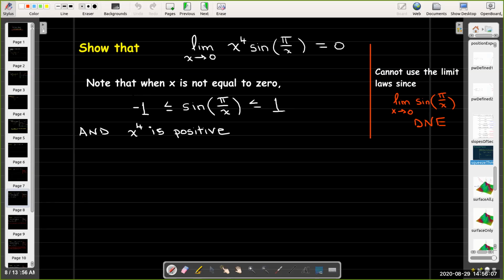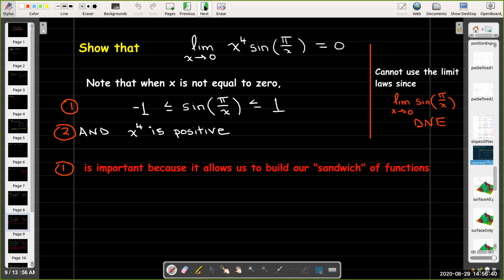However, I can start to build a little sandwich here because I know that a property of the sine function is that whenever it's defined, so when x is not equal to 0, its value has got to be between -1 and +1. Another thing that's important about this function is that I'm multiplying by x to the power of 4, an even exponent, and so x to the power of 4 is always positive. Now, both those statements are important. Of course, our first statement is going to allow us to start to build our function sandwich, and we're going to have the x to the 4th sine of pi over x in the middle.